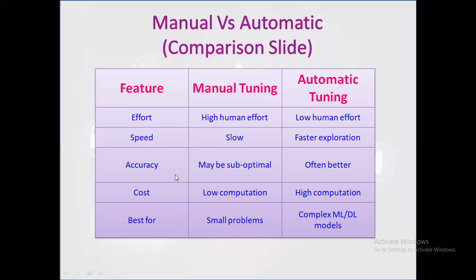If you are considering the accuracy, suboptimal, and here it is often better. Manual tuning may settle for acceptable solutions, while automatic tuning often discovers more optimal configurations. Cost, low computation, high computation. Manual tuning needs less computing power, but automatic tuning consumes more computational resources. This is best for small problems, and this is best for complex ML and DL models. Manual tuning suits simple problems, whereas automatic tuning is ideal for large data sets and deep learning systems.